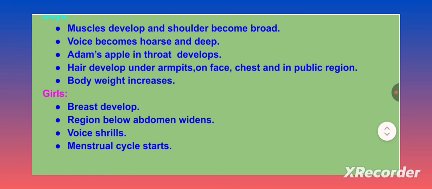Body weight increases. Girls: breasts develop. Region below abdomen widens. Voice becomes thrill. Menstrual cycle starts.